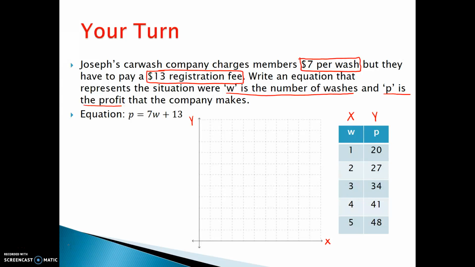Alright, so let's go ahead and go through this. The X-axis was the washes. So 1 wash, 2 washes, 3, 4, 5, 6, 7, 8, 9, 10. I could have stopped a while ago, right? But don't forget to label this. This is the number of washes. This is going to be very, very important. And then P, our Y-axis, stood for how much profit I make, how much money I'm making.